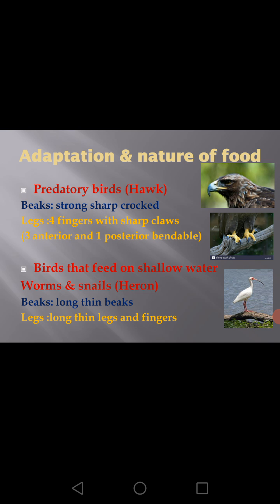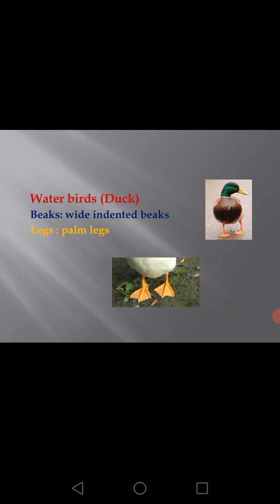In the case of birds that feed on worms and snails in shallow water, like the heron, its beak is long and thin, to be able to pick up snails and worms from water. It has long thin legs and fingers to be able to walk in the presence of water.